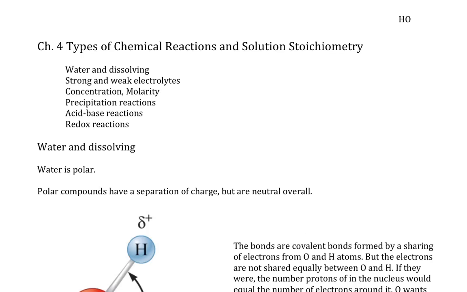Chapter 4, Types of Chemical Reactions and Solution Stoichiometry. Our outline is water and dissolving, strong and weak electrolytes, concentration, molarity, precipitation reactions, acid-base reactions, redox reactions. Alrighty, so our first area, water and dissolving.